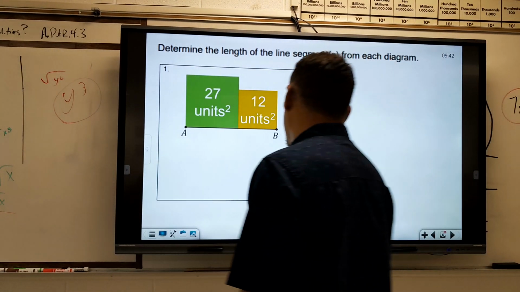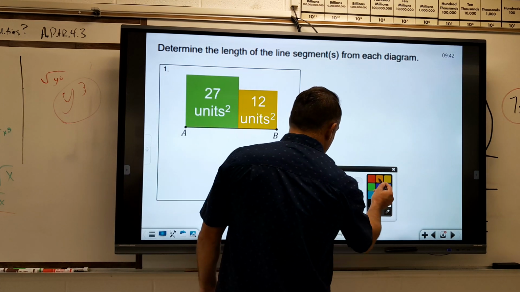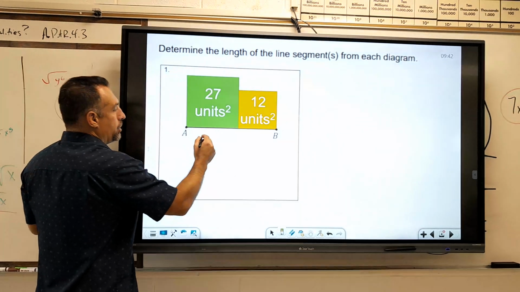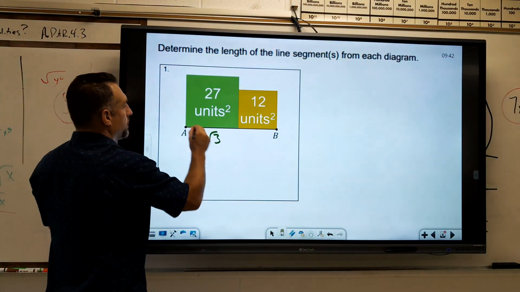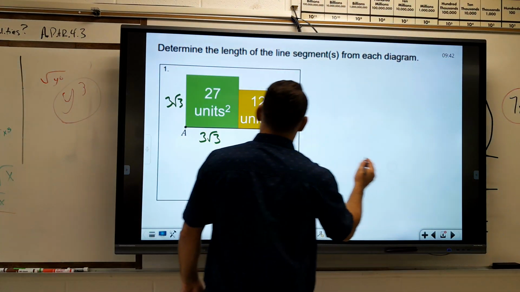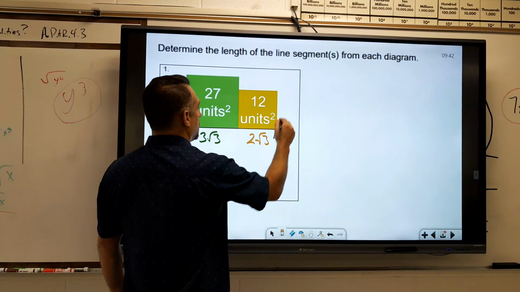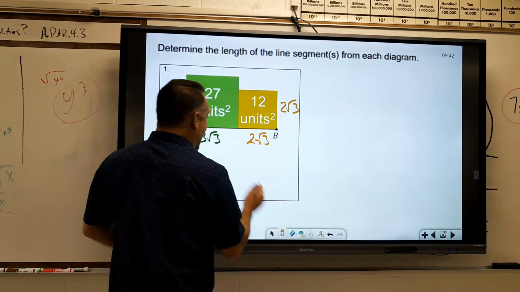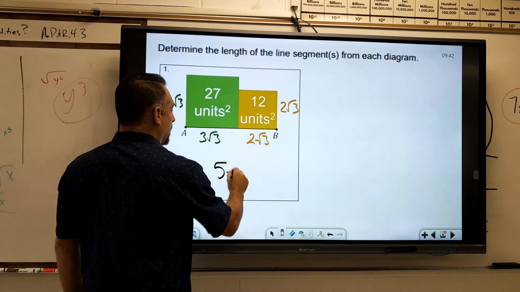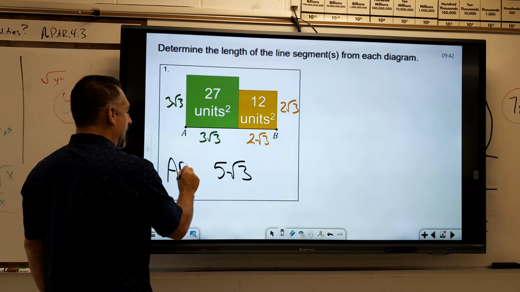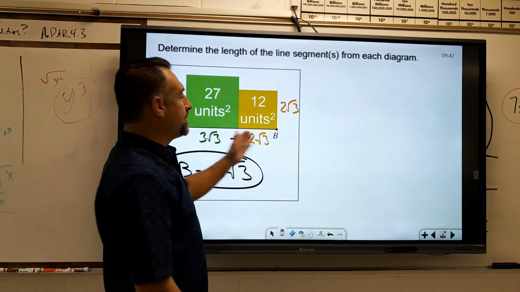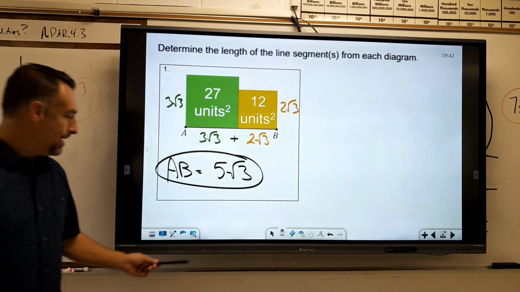So if you square root the green one, the square root of 27, you should have got, I think, 3 root 3. And if you square root the orange one, I think we got 2 root 3. So if we add up these distances, you should have gotten 5 square root 3 as the distance A to B. These distances together give you the whole segment.